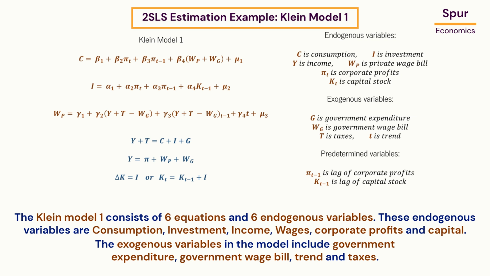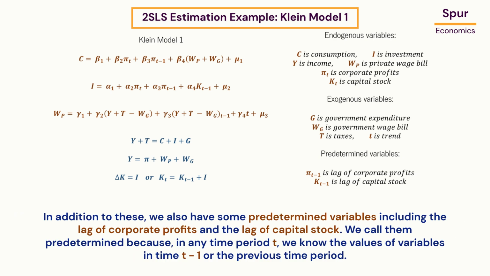The exogenous variables in the model include government expenditure, government wage bill, trend, and taxes. In addition to these, we also have some predetermined variables including the lag of corporate profits and the lag of capital stock. We call them predetermined because, in any time period t, we know the values of variables in time t-1 or the previous time period.